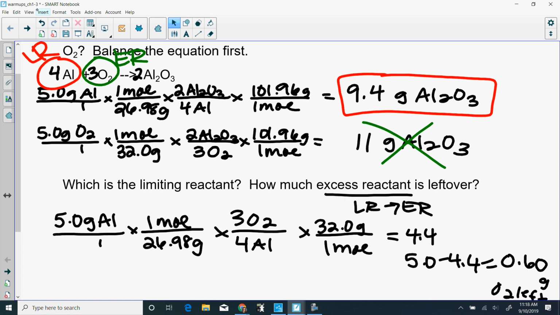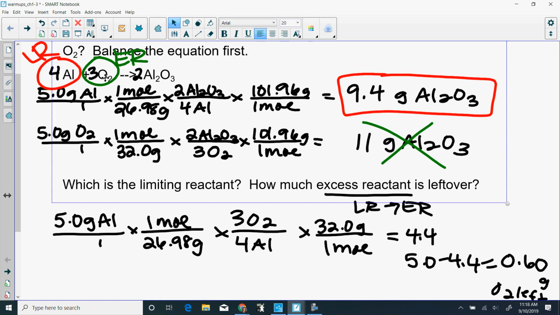When we have a limiting reactant problem, reactants are to the left of the arrow. We know we have a limiting reactant problem because we were given two quantities, and we're asked how much aluminum oxide is being produced. This is like saying I have 2 bike frames and 10 tires. How many bikes am I going to make, right?